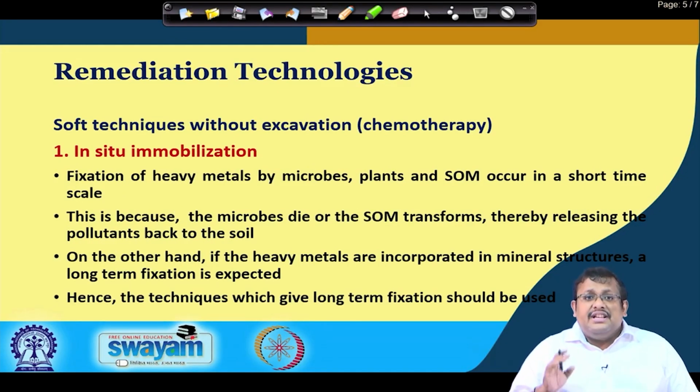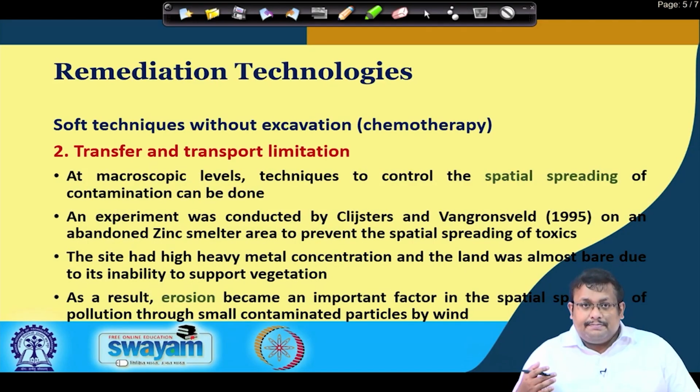Now, remember that fixation of heavy metals by microbes, plants and soil organic matter, all these can fix the heavy metals. So, their fixation occurs in a short time scale. This is because the microbes basically die or the soil organic matter transforms or oxidizes, thereby releasing the pollutants back into the soil. On the other hand, if the heavy metals are incorporated in the mineral structure, long term fixation is generally expected. So, the techniques which give the long term fixation of the heavy metals must be used for this chemotherapy process or in situ immobilization process.